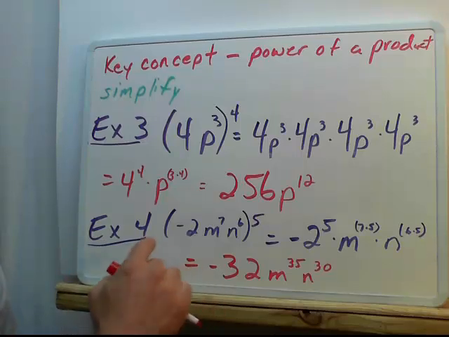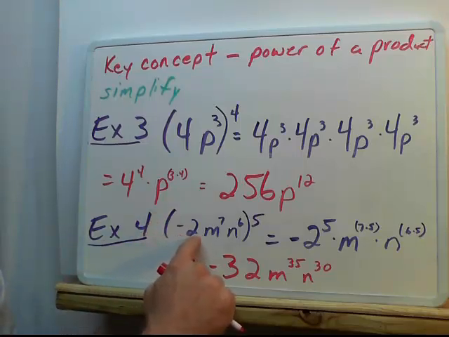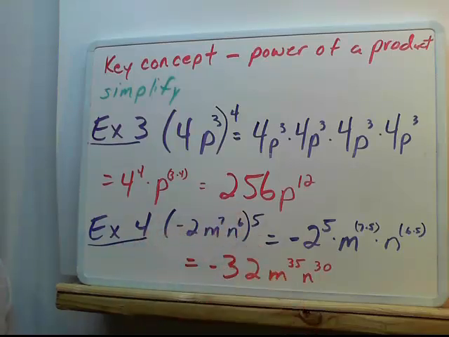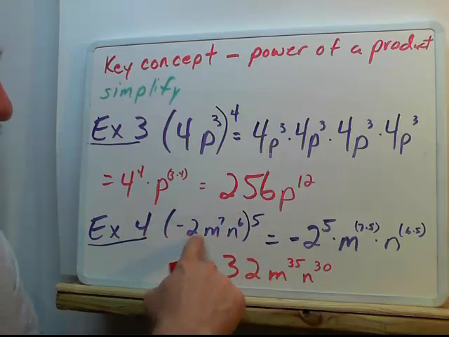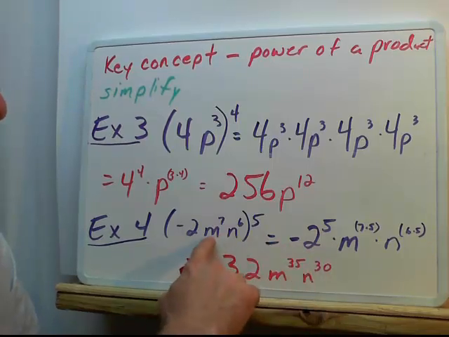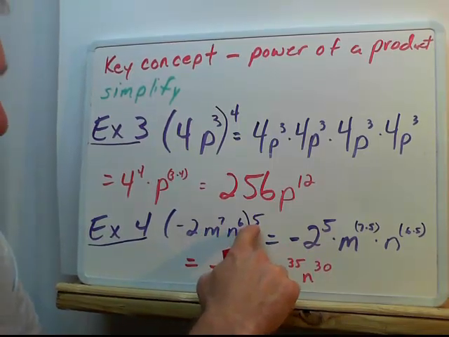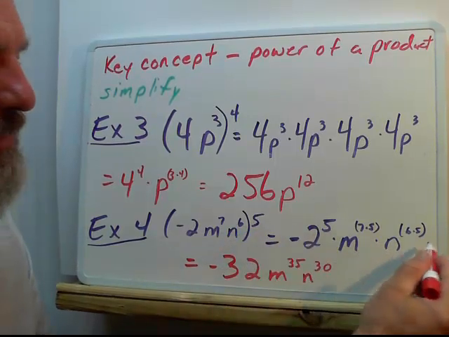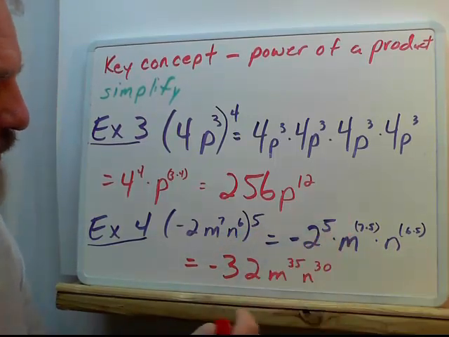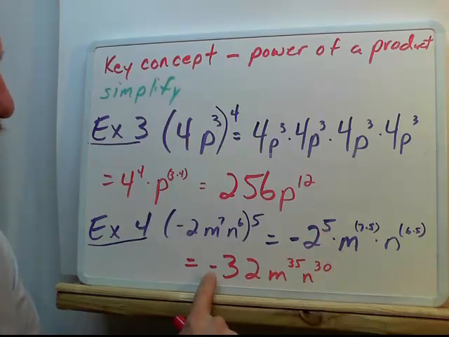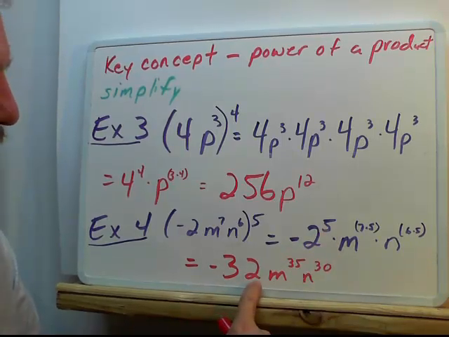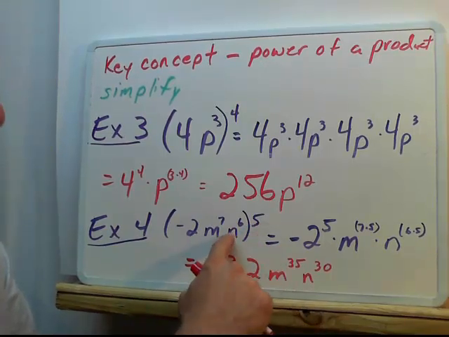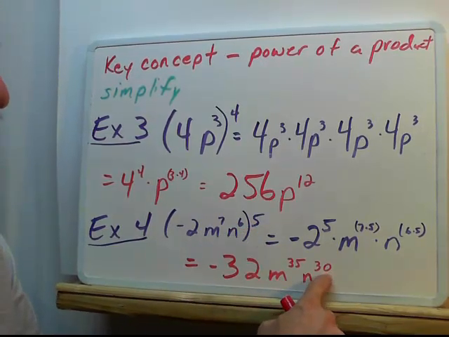Example number 4. We have negative 2 m to the 7th, n to the 6th, all of that to the 5th power. So we have negative 2 to the 5th power. We have m to the 7 times 5, and we have n to the 6 times 5, just like over here. Then we can just look at this and say negative 2 to the 5th power is negative 32. M to the 7 times 5 is m to the 35th. N to the 6 times 5 is n to the 30th.